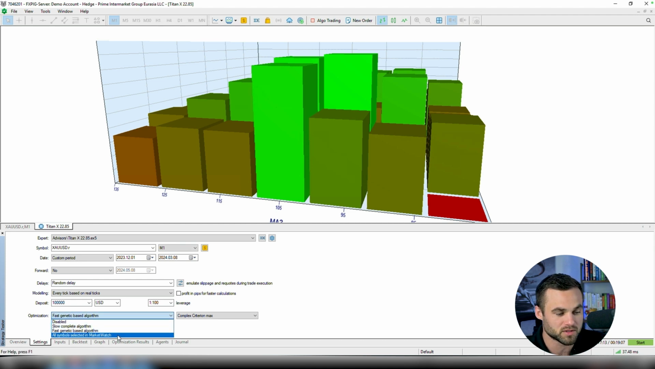You can also do all symbols selected in the market watch, which is obviously all of the pairs or all the assets that you have in the market watch. It's going to test all those. So that's again going to be a very long, tedious process.